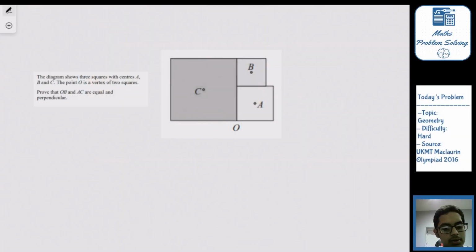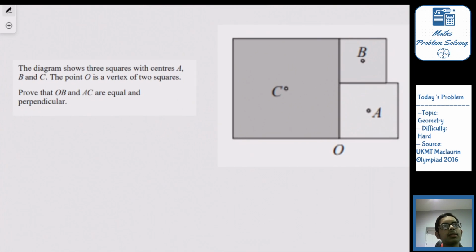Okay, let's just zoom in a bit more. The diagram shows three squares with centers A, B, and C, and point O is a vertex of the two squares. We need to prove that OB, which is this line, is perpendicular to CA, which is this line.